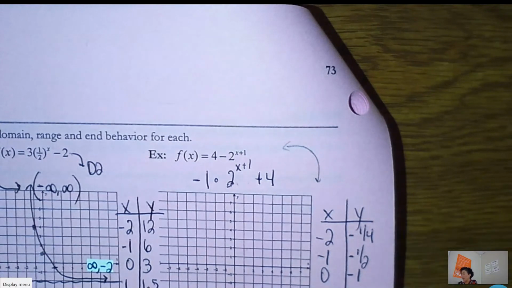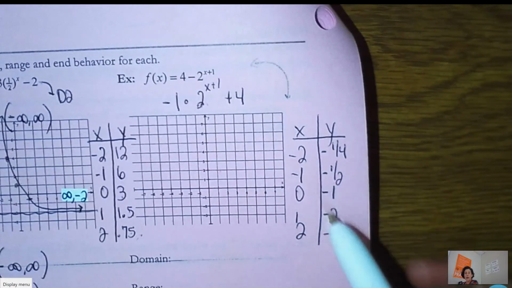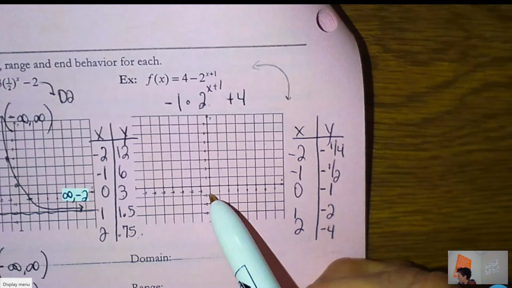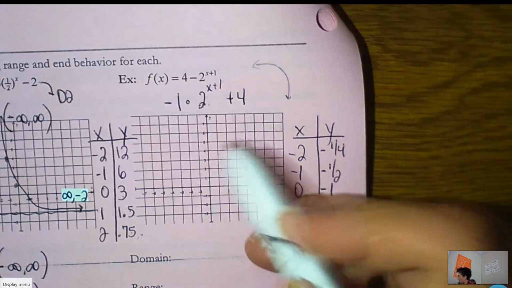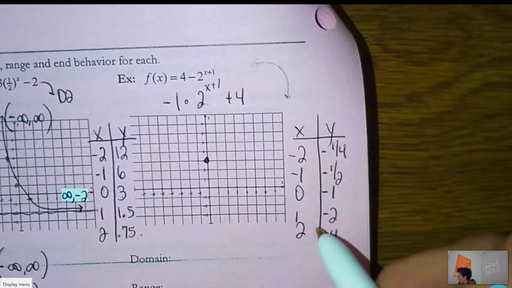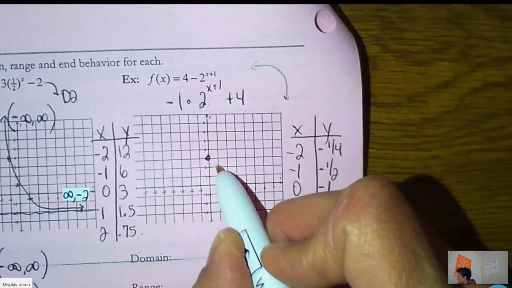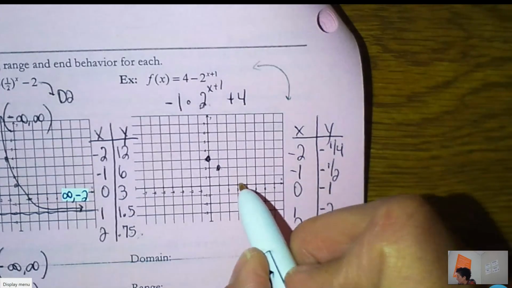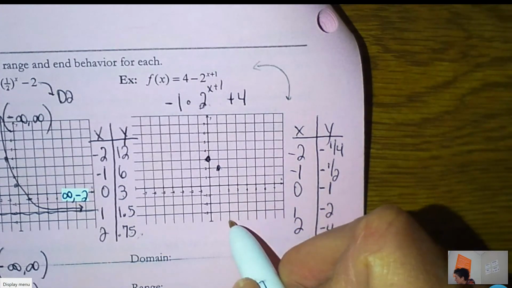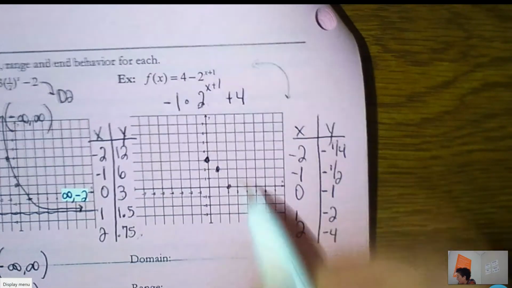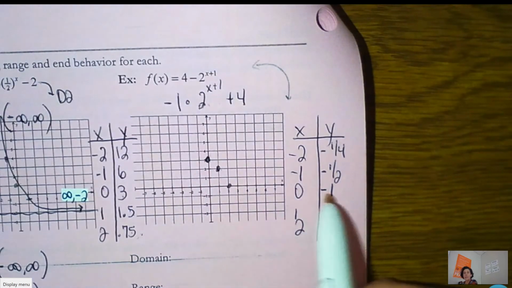So let's get these graphed, then we're going to get our wall. So I'm going to start with 0, -1, but it's not going to stay there. It's going to go up 4, and up right here. 1, -2 will go up 4. 2, -4 will go up 4. And hopefully you're starting to see that curve.